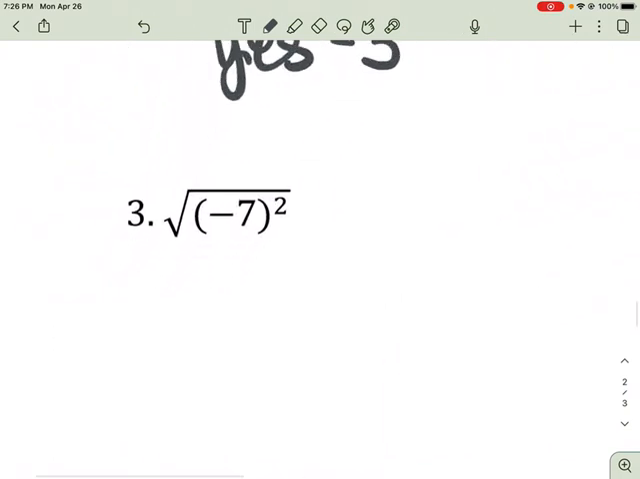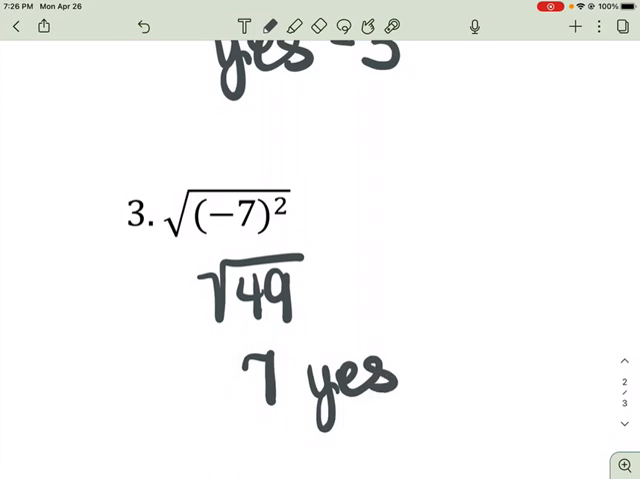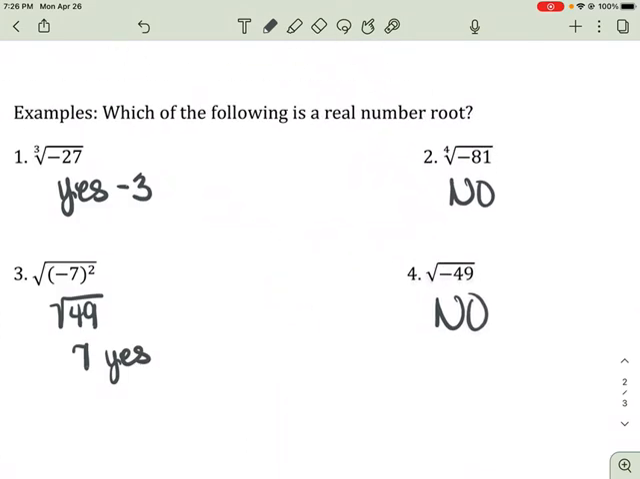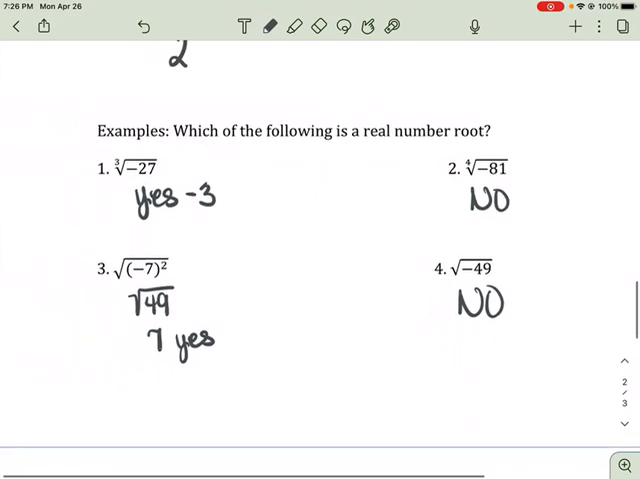Negative 7, okay, well, isn't that the square root of 49? Which is 7, so it's yes. No, can't take the square root of a negative number. Okay, so the first one's yes, it's negative 3. The second one's no, because we can't take the fourth root of a negative number. The next one's yes, because we square negative 7. And the last one's no, because we can't take the square root of a negative 49.